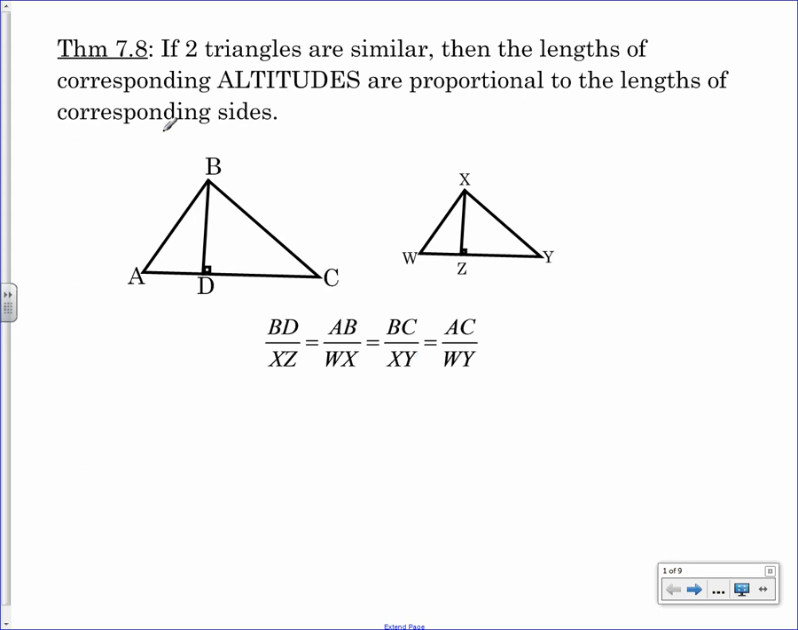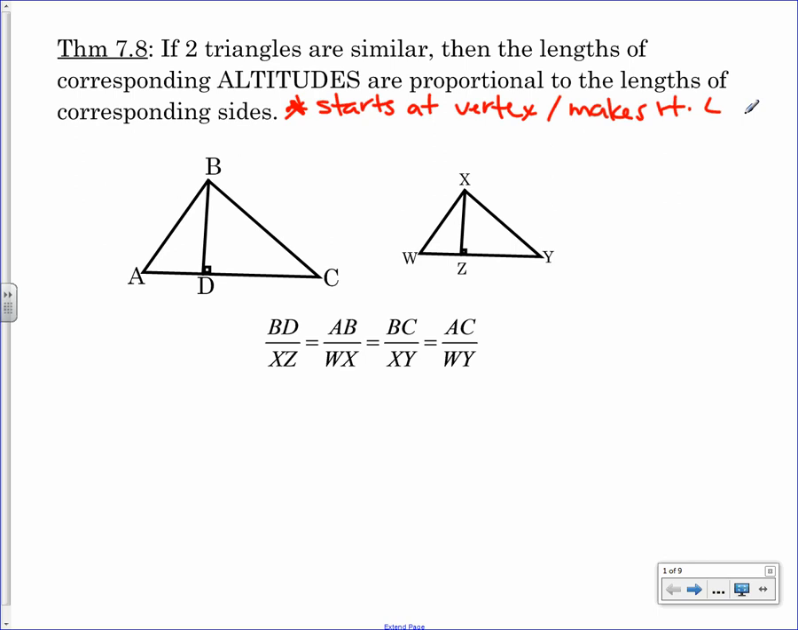Theorem 7-8. If two triangles are similar, then the lengths of the corresponding altitudes are proportional to the lengths of the corresponding sides. In case you've forgotten, an altitude starts at the vertex of a triangle, going through the opposite side, making a right angle. I would maybe make a note because I don't think you guys remember that. Starts at vertex, makes right angle or perpendicular or something like that. Whatever makes the most sense to you.